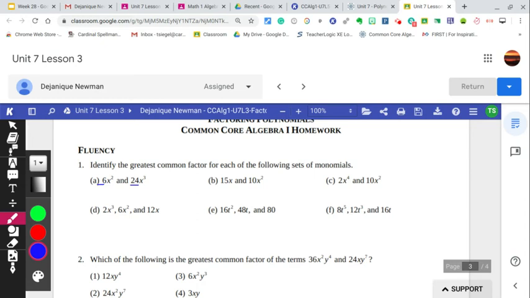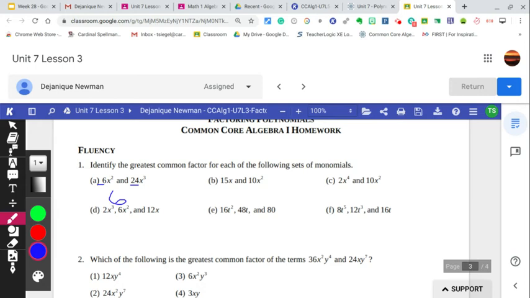2 times 12 is 24. 4 times 6 is 24. So you have to know your multiples. So the greatest common factor is 6 when you look at the numbers, right? Because 6 times 1 is 6, and 6 times 4 is 24.